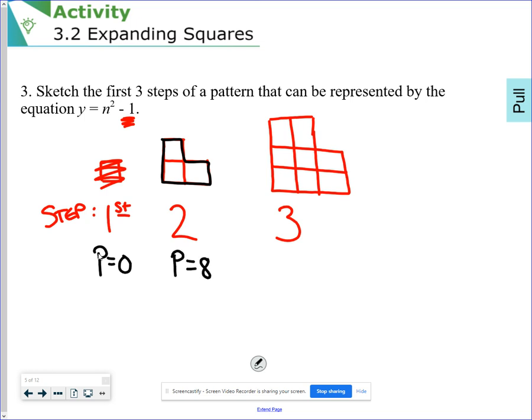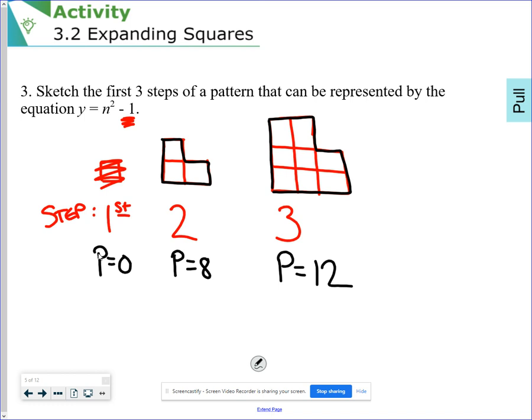For the 3 by 3, I had 1, 2, 3, 4, 5, 6, 7, 8, 9, 10, 11, 12. Okay, I'm hoping we don't have to keep drawing this out to find it, right? The perimeter here is just whatever the step number was times 4. I know that I took squares out.